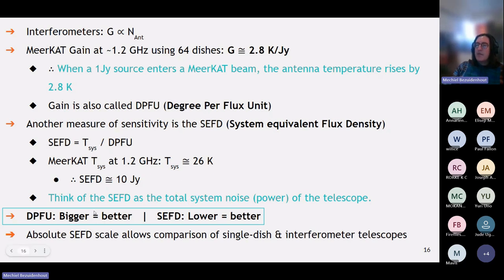So in general, if you want to maximize the sensitivity of the telescope, the bigger the DPFU, the bigger the gain, the more sensitive the telescope. For the SEFD, the lower the SEFD, the more sensitive the telescope. And this SEFD scale is important because it's an absolute scale that we can use to compare single dish and interferometer telescopes on an equal footing.